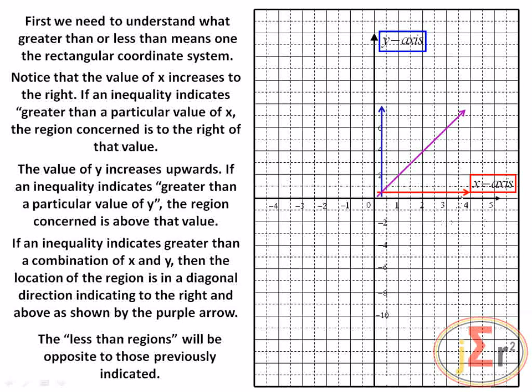So then, if we are going less than a value of x, we are going to go in that direction. If we are going less than a value of y, we are going in that direction. And if we are going less than a combination of x and y, we'll be going in that direction.